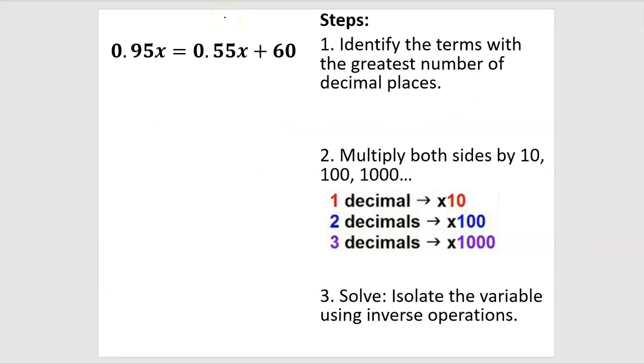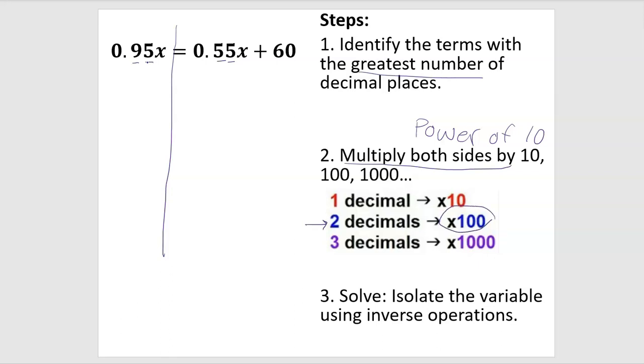All right, now we're going to go ahead and start solving. So our first step is to just identify the terms with the greatest number of decimal places. I want to know which one has the largest amount of decimal places, right? So 0.95 here has 2, 0.55 has 2, and 60 has 0. So 2 seems to be the largest number of decimal places. Then we're going to multiply both sides by a power of 10. And the power of 10 is going to depend on those decimal places. So because we have 2 decimal places, we're going to multiply by 100.